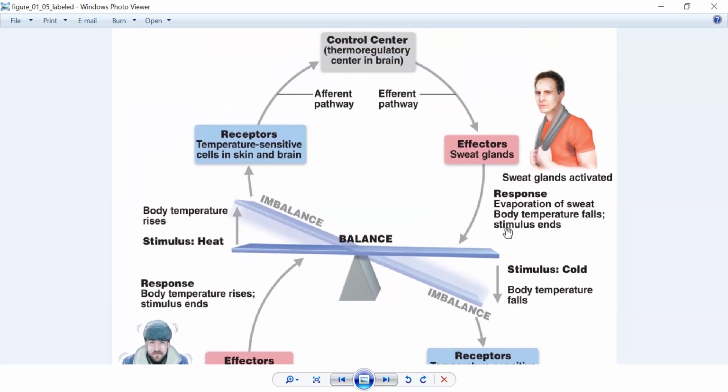Now, there are two types of homeostatic feedback that can occur. When the body does exactly the opposite of what it detected, that's called negative feedback.